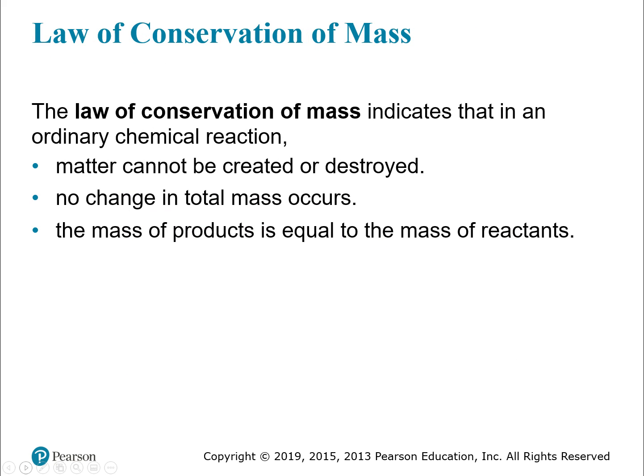When we talked about chemical equations and balancing chemical equations, we inadvertently talked about the law of conservation of mass. We said that the number of atoms on the reactant side has to equal the same number of atoms on the product side. That means that you can't create or destroy anything, right? Which is the first part of the law of conservation of mass. There's no change in the total mass. If you have 4 atoms of hydrogen and 2 of oxygen on each side, then the mass is going to be the same. And the mass of the products has to equal the mass of the reactants.